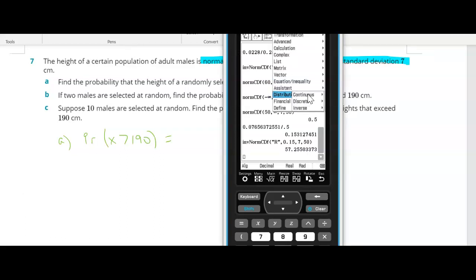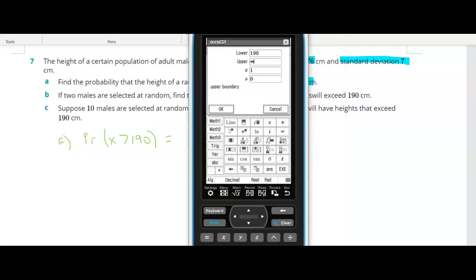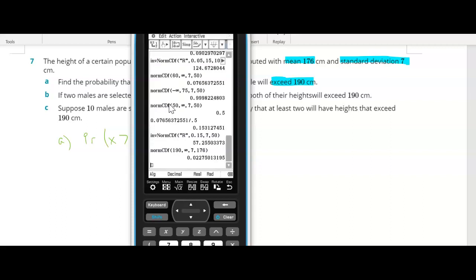All right, so our lower limit is 190, our upper limit is infinity. And remember our mean and standard deviation, 7 for our standard deviation and 176 for our mean. All right, so 0.0228.